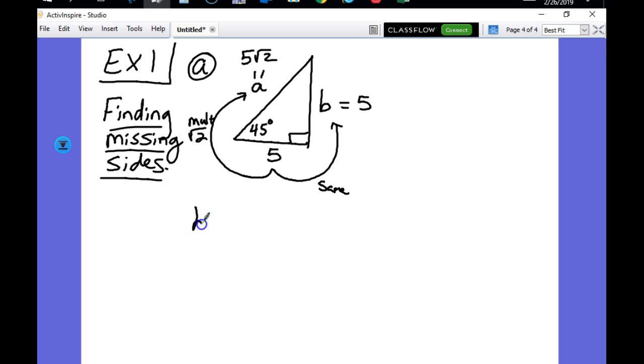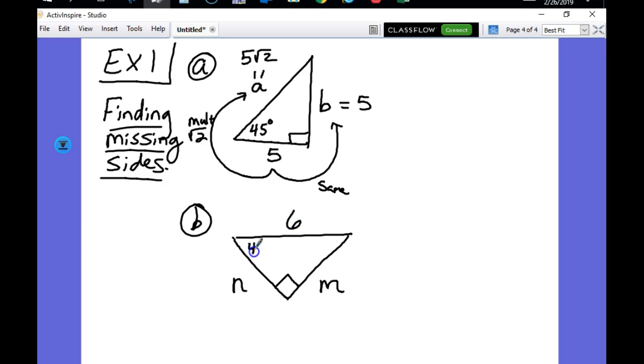All right, let's do another one. Part B. We can do that. I'm going to put an N here, an M here, a 6 here, and a 45 here.